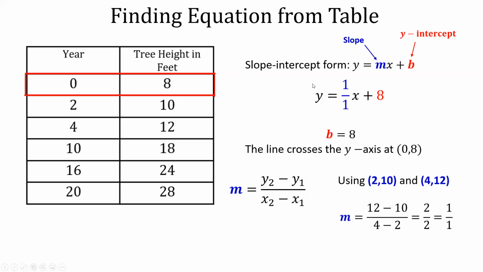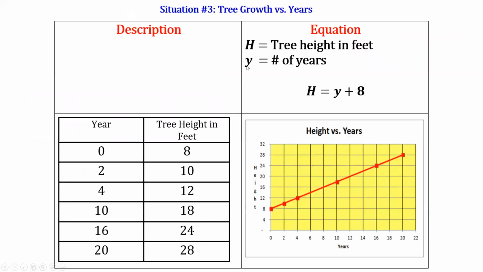Once again, we're not going to use y and x since we're talking about years and tree height. I'm going to use some different letters. So what I decided to use was h and y. So my final equation looks like h equals y plus 8. I just got rid of the 1 over 1 because we all know it's there. We don't need to write it. So I just took it away and just wrote y plus 8.